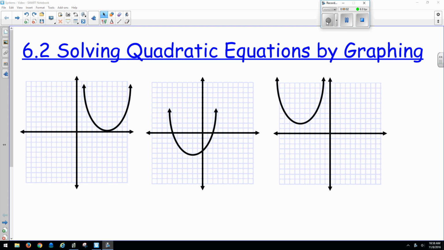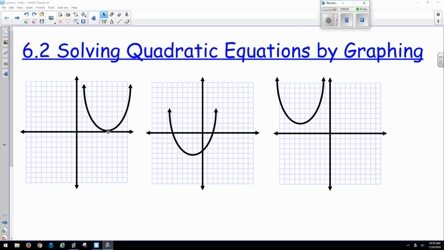All right, guys, we are solving quadratic equations by graphing. Hopefully you remember from talking about solving quadratic equations what the zeros, or the roots, or the solutions, the x values look like. All of those are talking about the same thing. And so those solutions are wherever the graph of the parabola crosses the x-axis.